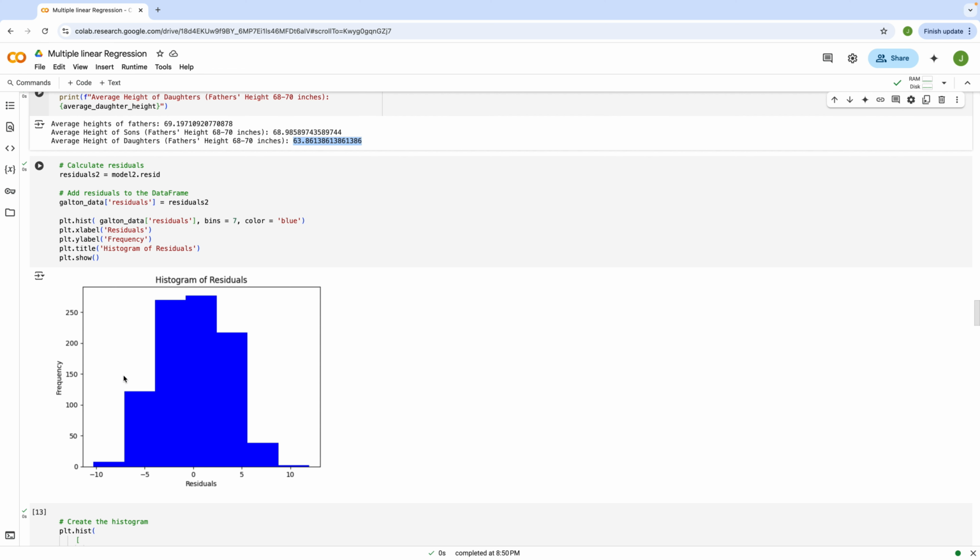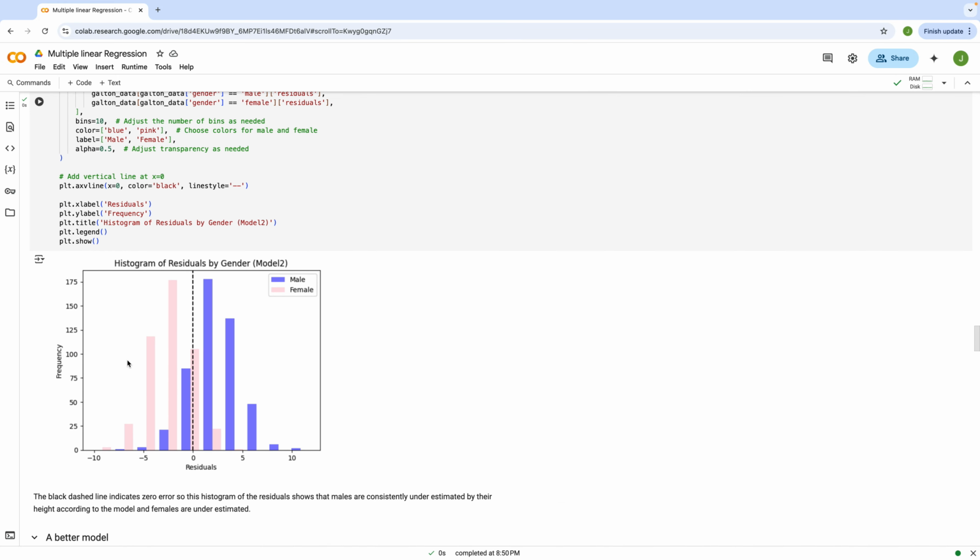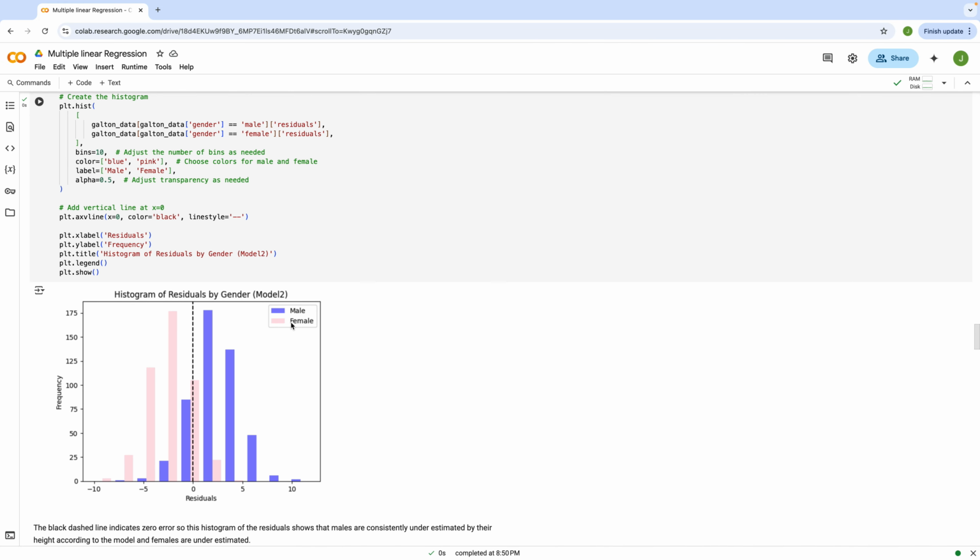If I just looked at the residuals and didn't look at them colored by males and females, I'd say everything's great. This resembles a normal distribution. It's not perfect, but it has some similarities to the normal distribution. But if I make a histogram of the errors and color it by the gender of male or female, I can see the men have a normal distribution that's above average. The females have a distribution that's below average.